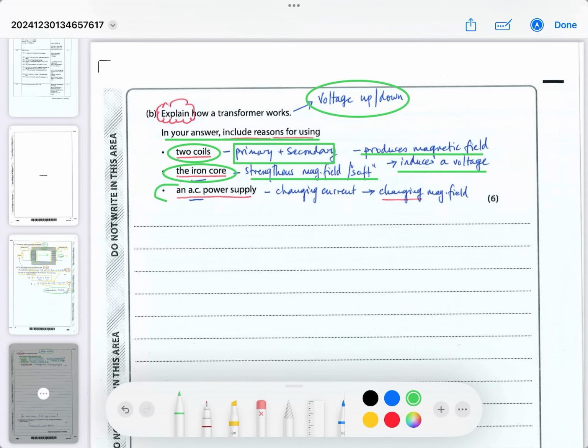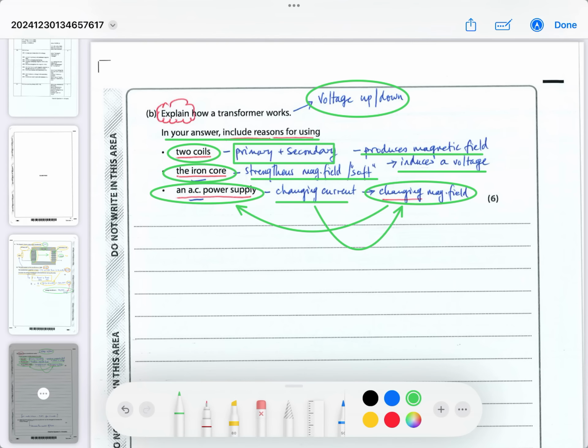And why do we need to use an AC power supply? The answer is because of electromagnetic induction: if you want to induce a voltage, you need to have a changing magnetic field. You can produce that changing magnetic field either by movement, or by having an AC current. An AC current is a changing current, and a changing current will produce a changing magnetic field. So this is the underlying theory.